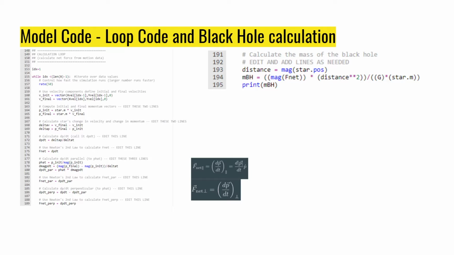Now we can calculate the mass of the black hole. We set the distance equal to the magnitude of the star position. We can do this because the star's position is how far away it is from the origin, and the origin is 0. So by rearranging the law of universal gravitation, we can set the mass of the black hole equal to the magnitude of the F net times the distance squared divided by G times the mass of the star.